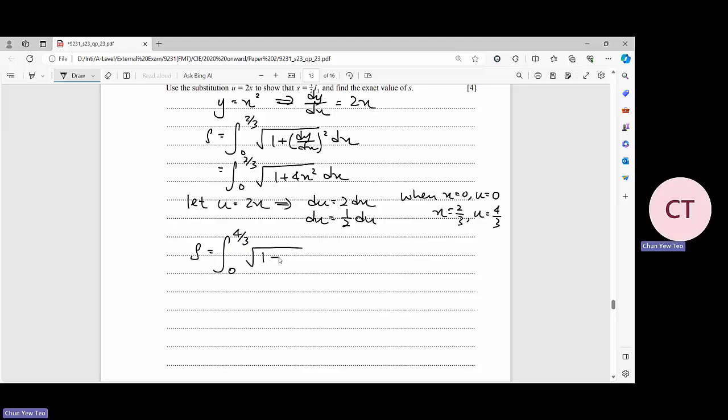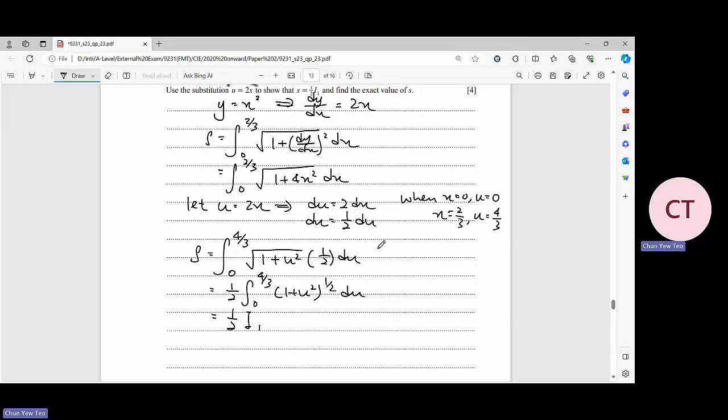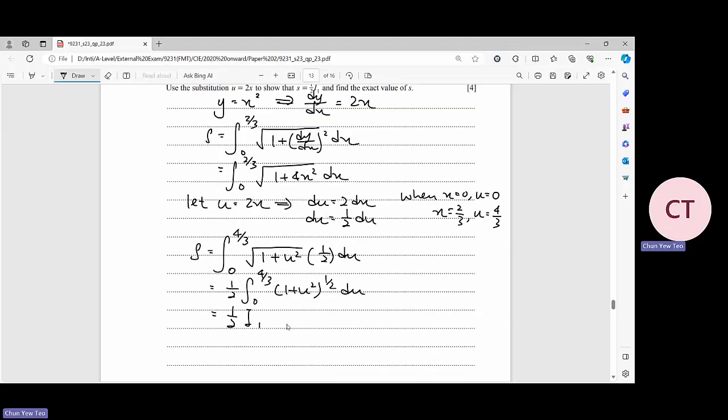This one will become 1 plus u squared. This one will become half du. So this will become half, integral from 0 to 4 over 3, of (1 plus u squared) to the power of half du. Okay, so this is exactly the same as half of I1. Shown.